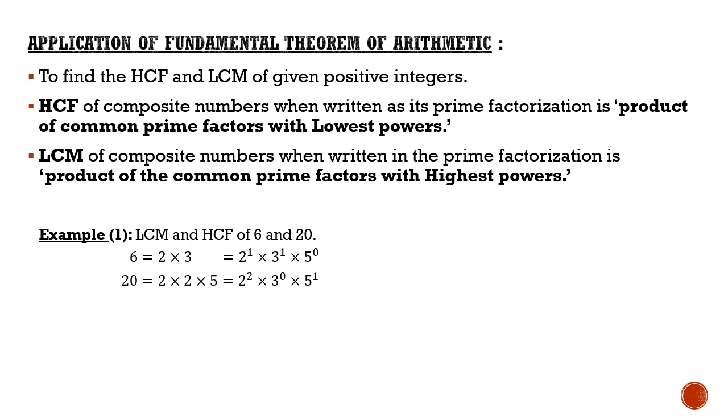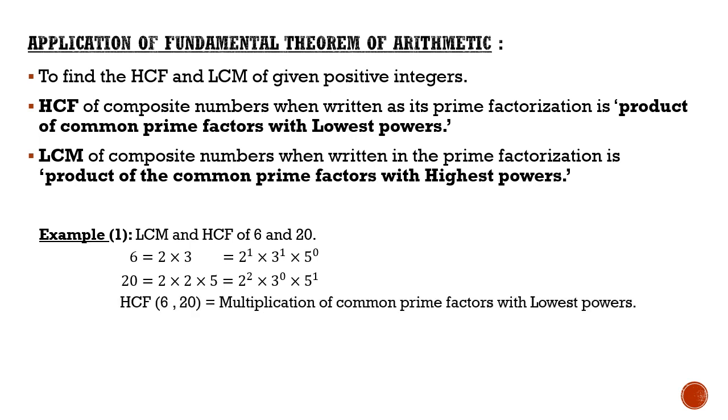Now what exactly do the above definitions tell us? Suppose first of all we are going to find out HCF of 6 and 20. So according to the above definition, HCF of 6 and 20 is nothing but the multiplication of common prime factors with the lowest powers. Now here we have made all the factors common. 2, 3, 5 we have made available in both the prime factorizations. Okay, so from these prime factorizations, we are going to do the multiplication of the prime factors with the lowest powers.